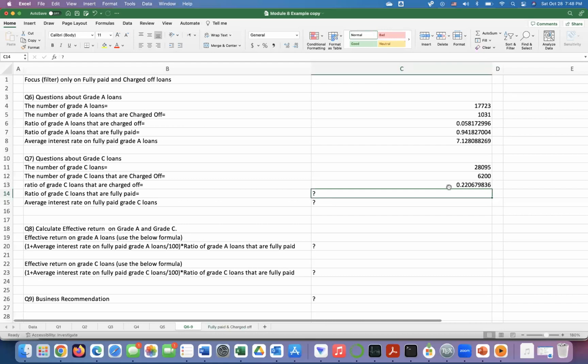Ratio of grade C loans that are fully paid. It's going to be equal to 1 minus this guy, yes? Because loans here, they're either fully paid or charged off.